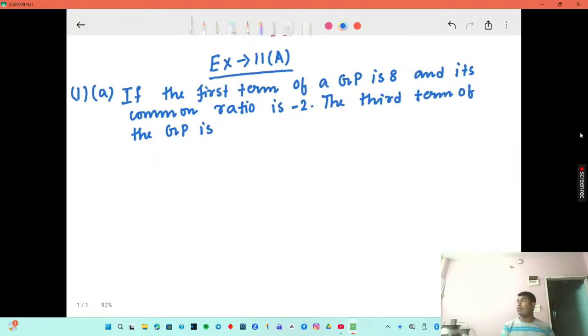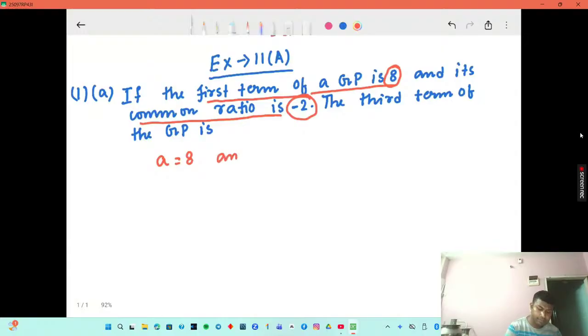Okay. So what is the question given? The first term of the GP is 8 and the common ratio is minus 2. Is it clear? So now here the first term is 8, so a is equal to 8 and r is equal to minus 2. Here we have to find the third term, that is, the value of n will be 3.